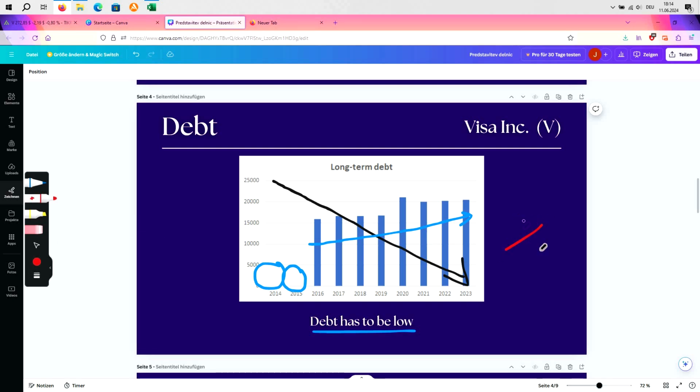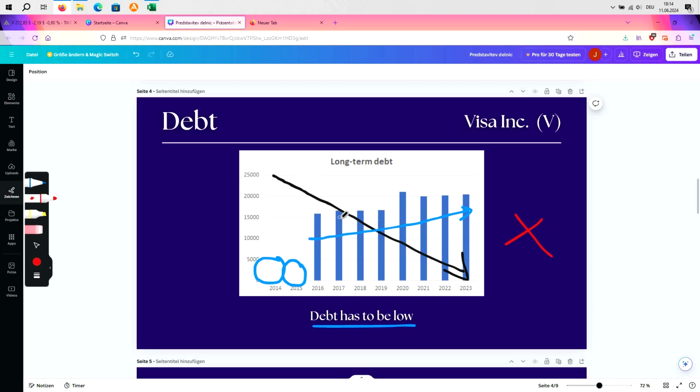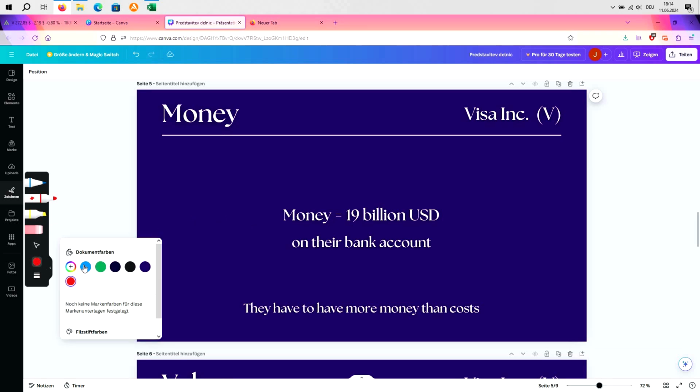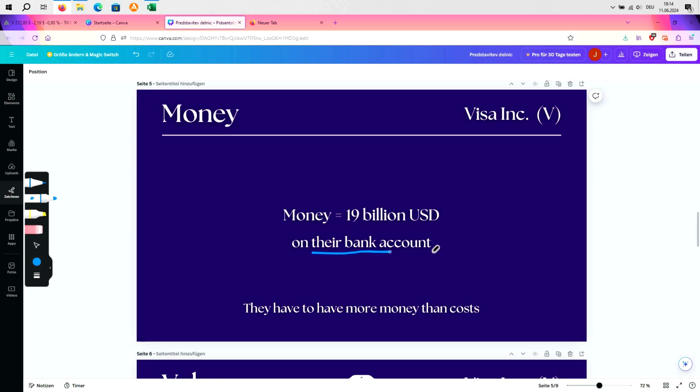So we don't like debt at all, okay? Because it's growing and not decreasing. Now we come to the money, and with money, I mean how much money do they have on their bank account. And generally, bro, if you want to have a good company, you have to have more money than costs. Now let's take a look at the money on their bank account right now here. So they have $19 billion in plus.